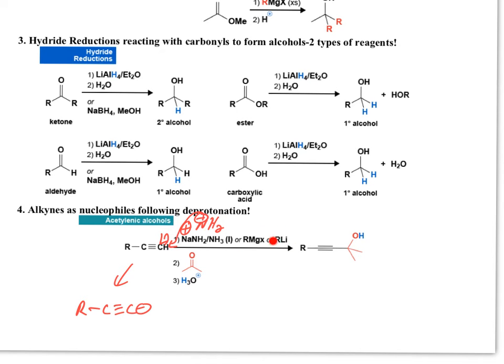You've seen that, or you could use Grignards. This is another example of C minus. Grignards or organolithiums do that. The C minus could add in, open that up, make a tetrahedral intermediate, and you can get this type of alcohol as well. So same difference, just a different type of nucleophile.